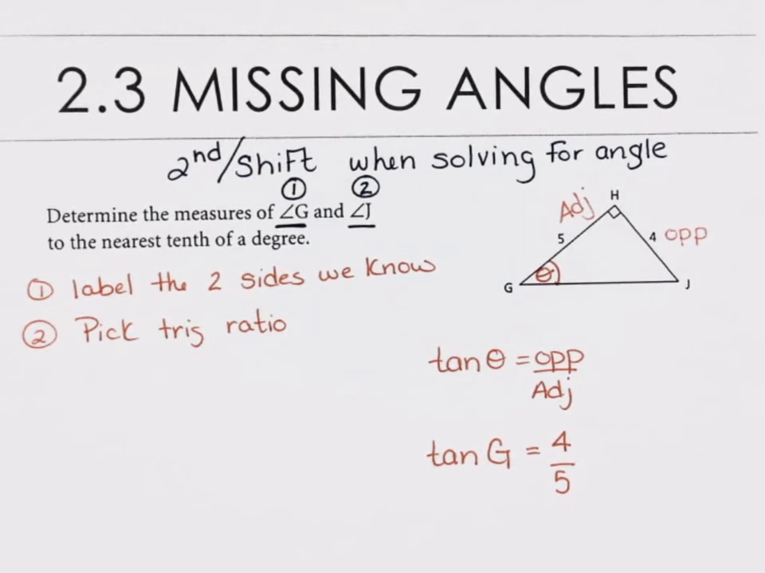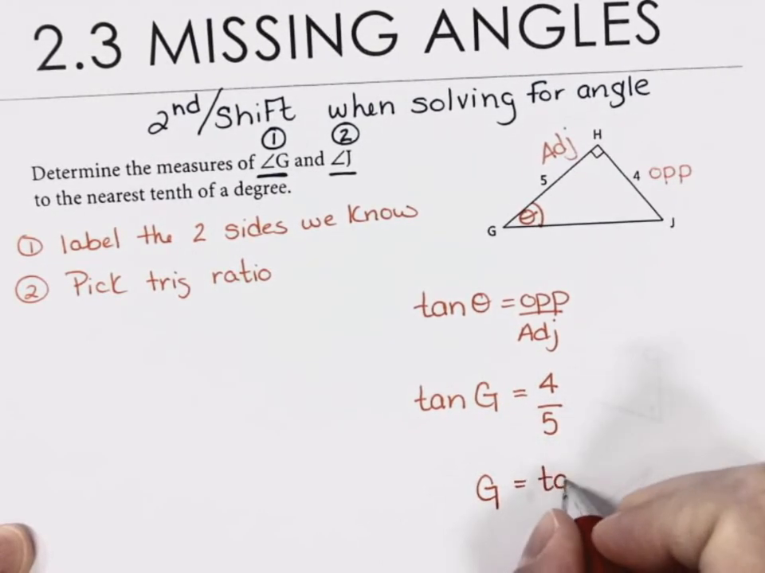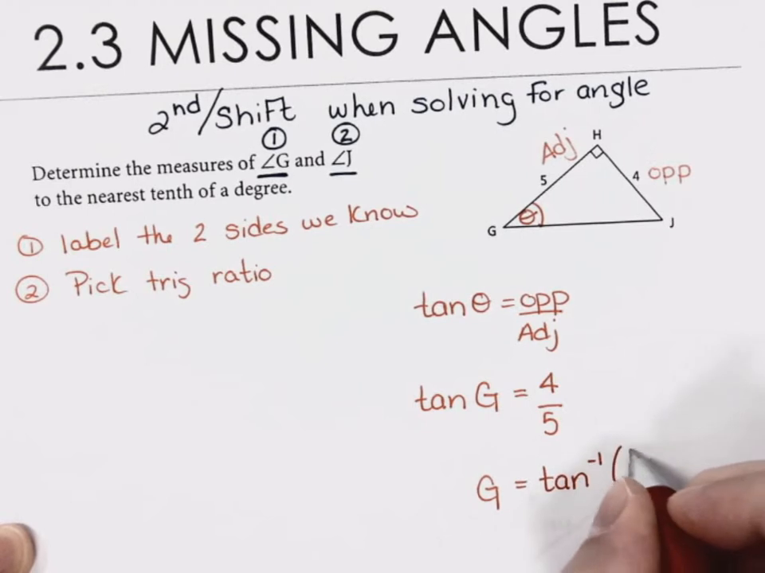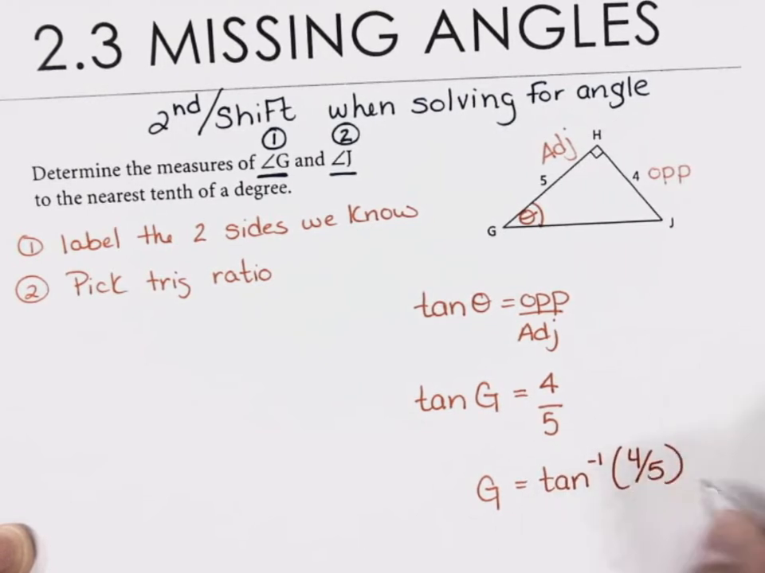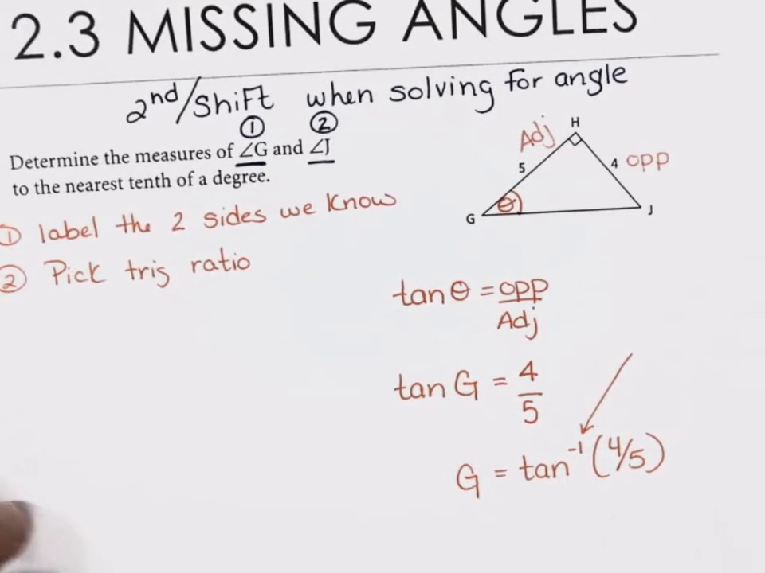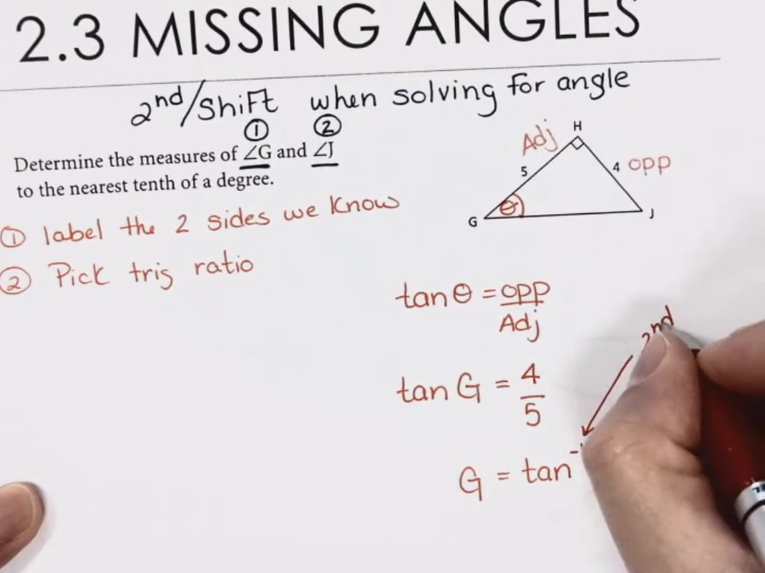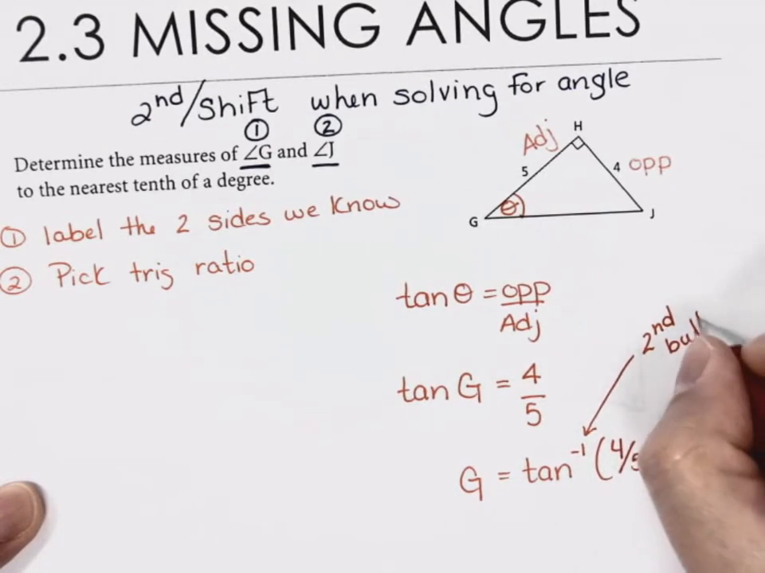Okay, so we want to get G by itself. So this is how we get G by itself. When I bring the tan to the other side, it turns to a tan -1. And this is where we use the second function button in the calculator.